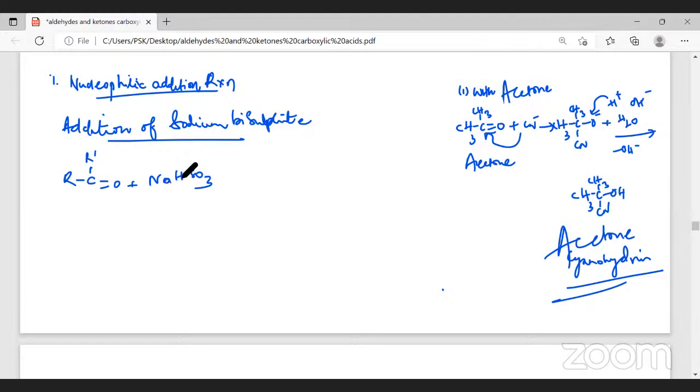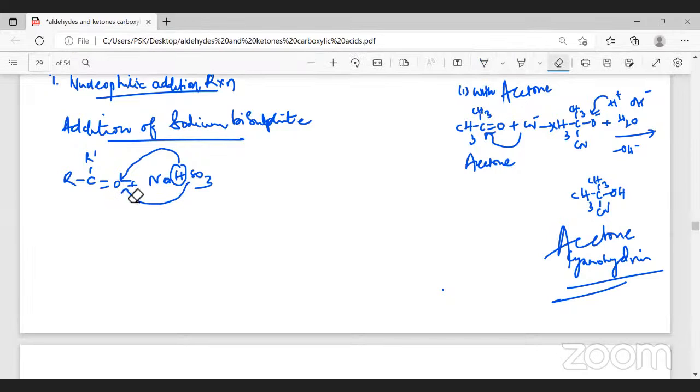What happens is this hydrogen attacks oxygen, SO3 and Na will attack carbon. So what's the product you get? The product you get is R, C, R dash, you get OH, and you get SO3Na. This is called an addition product. It will be called the sodium bisulfite adduct.